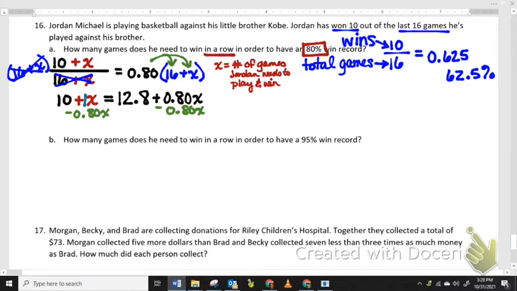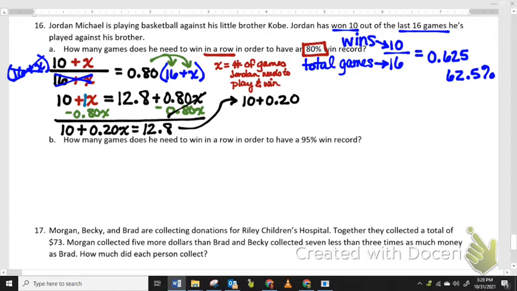This right here, this is a 1x, so they are like terms, and I can subtract them. So I would have 10, and then this would be plus 0.2 or 0.20x equals 12.8. Need to bring my work over here a little bit. All right, so 10 plus 0.20x equals 12.8. Now I'm going to subtract 10 from both sides. And so I would have 0.20x is equal to 2.8. And then I divide both sides by 0.20. And when I do that, I get my final answer of 14.